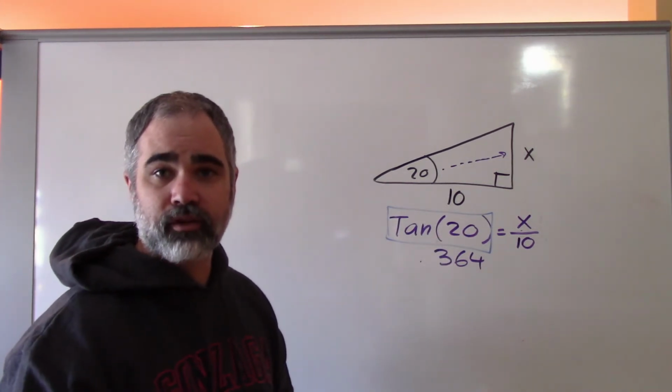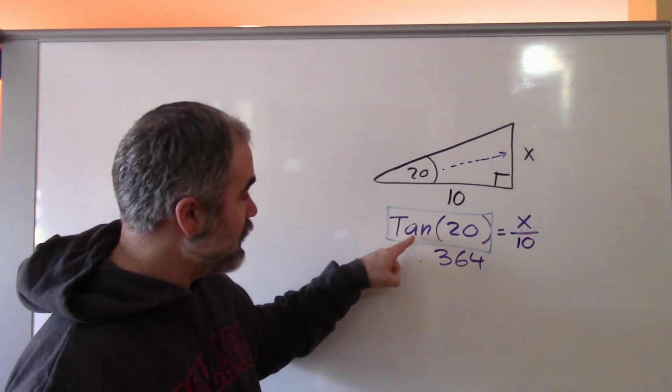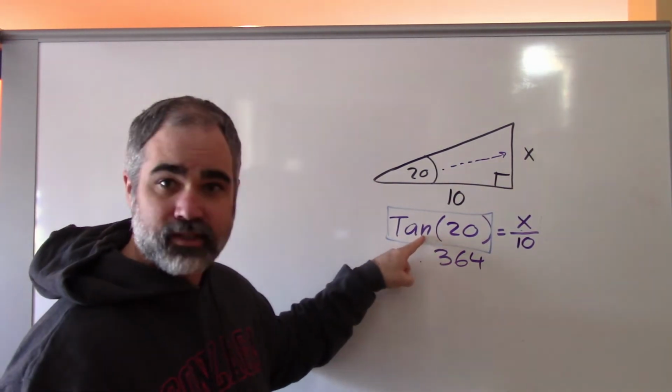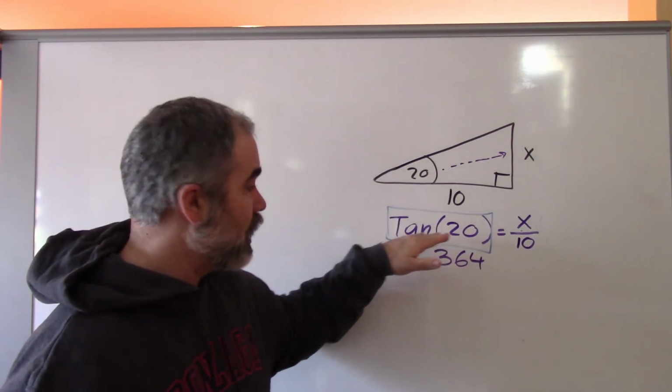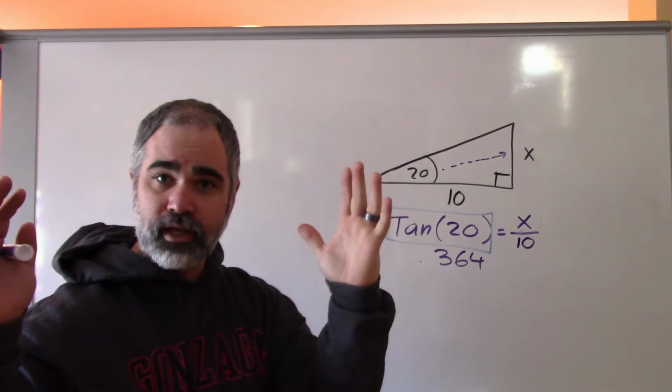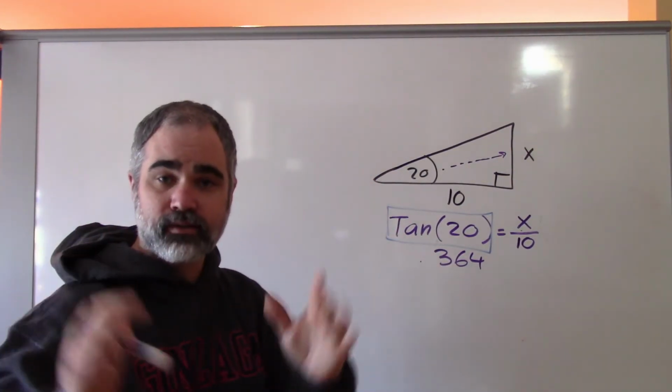I'm gonna show you how to do that in another video. You look for my inverse video. I'll show you how to get rid of this. But you cannot separate these. This isn't multiplication or anything else. This is tangent of 20. It's one whole thing all together. It isn't t times a times n or anything else.